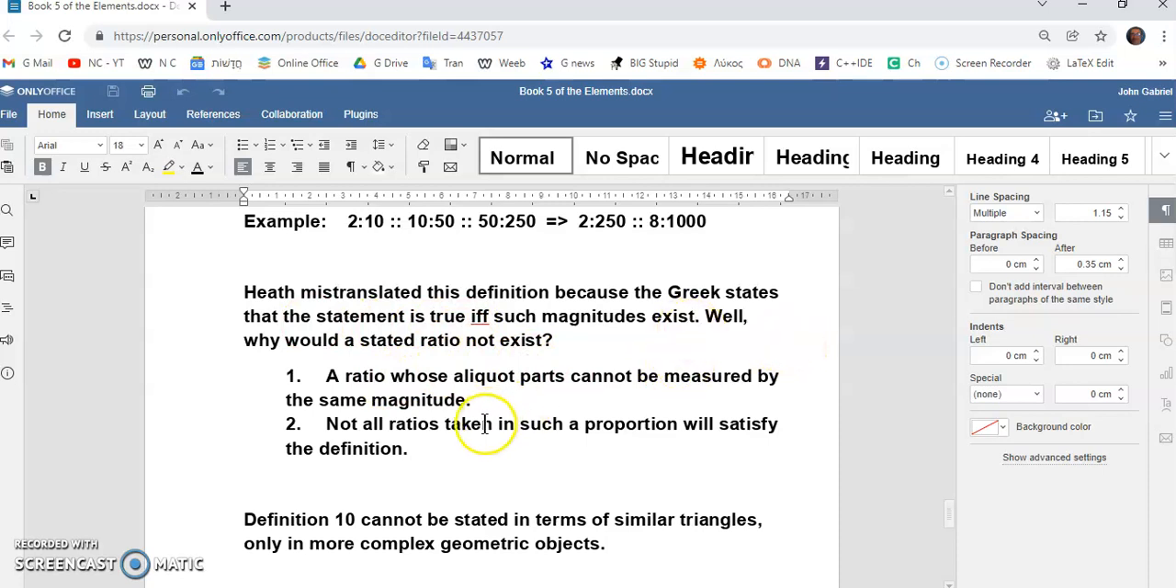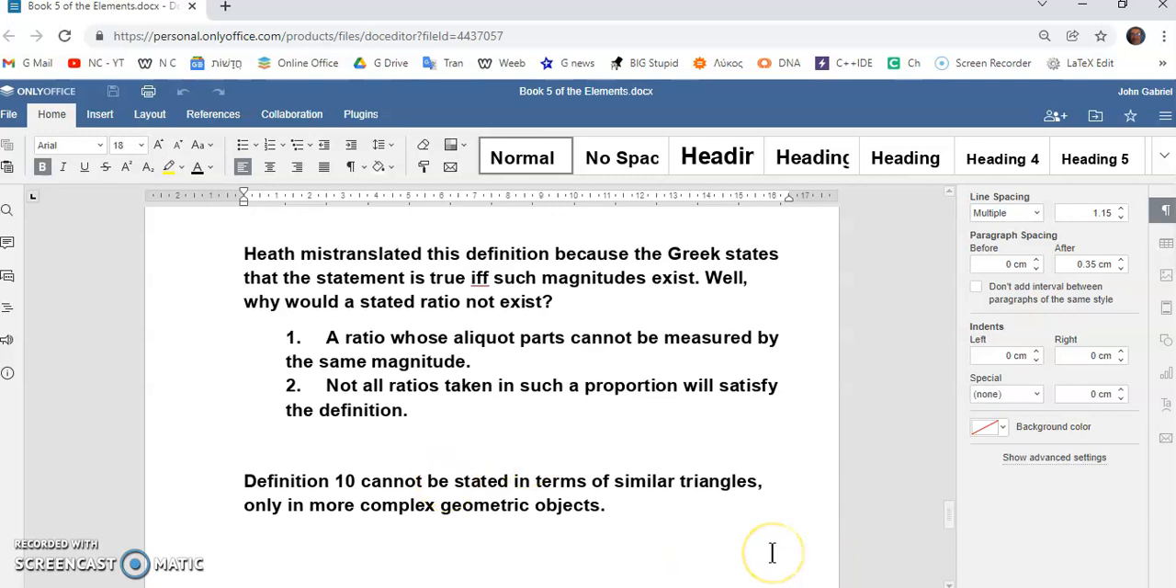Well, why would such a stated ratio not exist? Let's see. First of all, a ratio whose aliquot parts cannot be measured by the same magnitude is a ratio that has no relationship between its aliquot parts, right? And then secondly, not all ratios taken in such a proportion will satisfy the definition. So definition 10 cannot be stated in terms of similar triangles, only in more complex geometric objects.